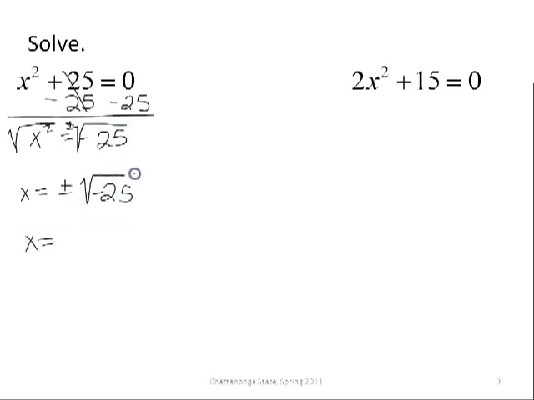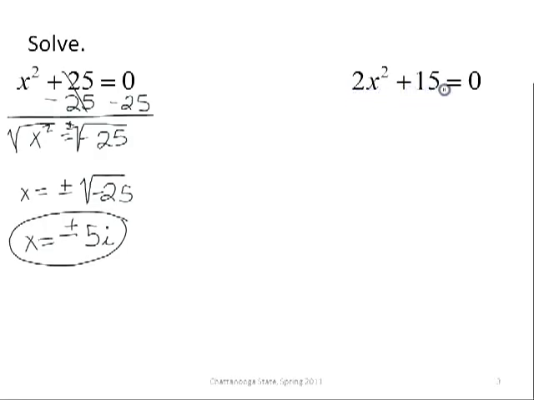Then we can simplify our radical. Because it's a negative, we know it's going to have an i in the answer. And then the square root of 25 is 5. So we end up with a positive or a negative 5i.